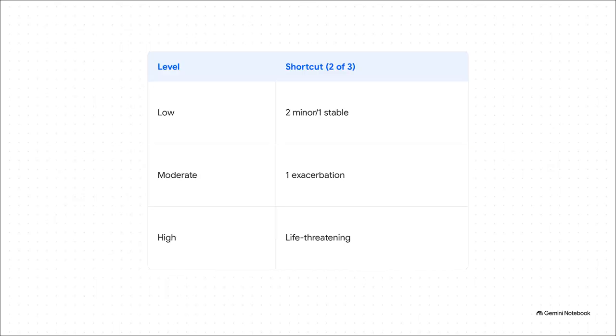To process questions way faster, just memorize this stripped-down shortcut matrix. For a low MDM, just scan for 2 minor problems or 1 stable chronic illness paired with low risk. For moderate, look for 1 chronic illness with an exacerbation or 2 stable chronic illnesses with moderate risk. And for a high MDM, your keywords are going to be acute illness threatening life, extensive data, and high risk. Remember, just match 2 of those criteria and your level is secured.